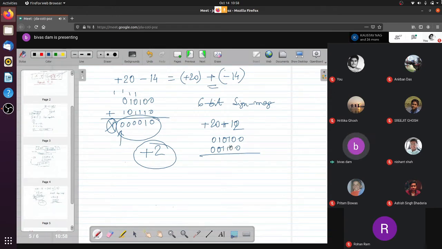Okay, this is 20 plus 12. So remember, I'm actually going for a generalized x plus y operation, where both x and y can be positive as well as negative. In case x is positive, y is negative, I am going for x minus y operation. In case x is negative, y is positive, I am going for y minus x operation. In case x is negative, y is also negative, I am trying to find out the result of minus of x plus y. And if x and y both are positive, I am going to find out the result of plus of x plus y. Clear?